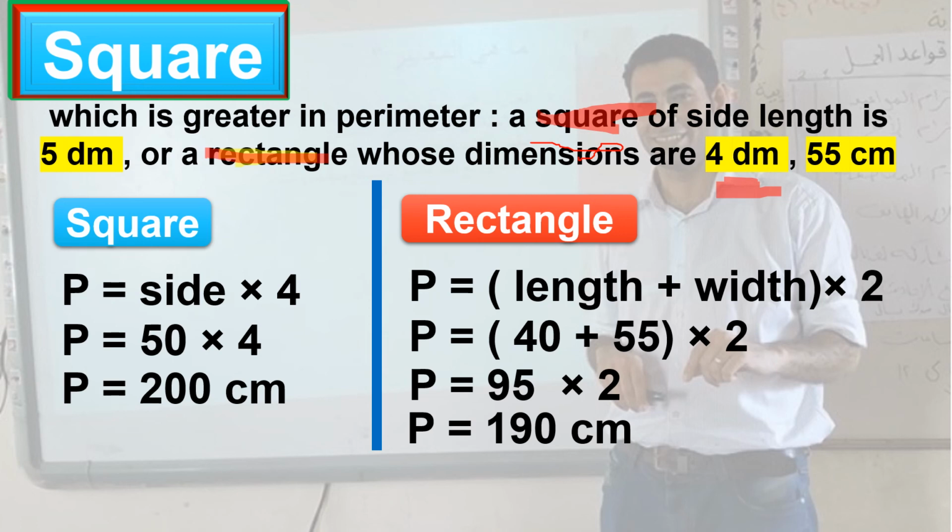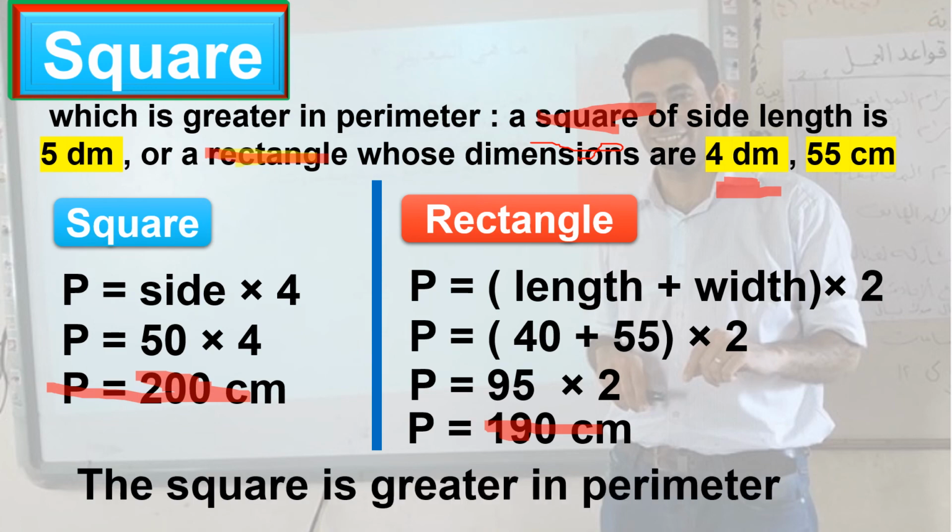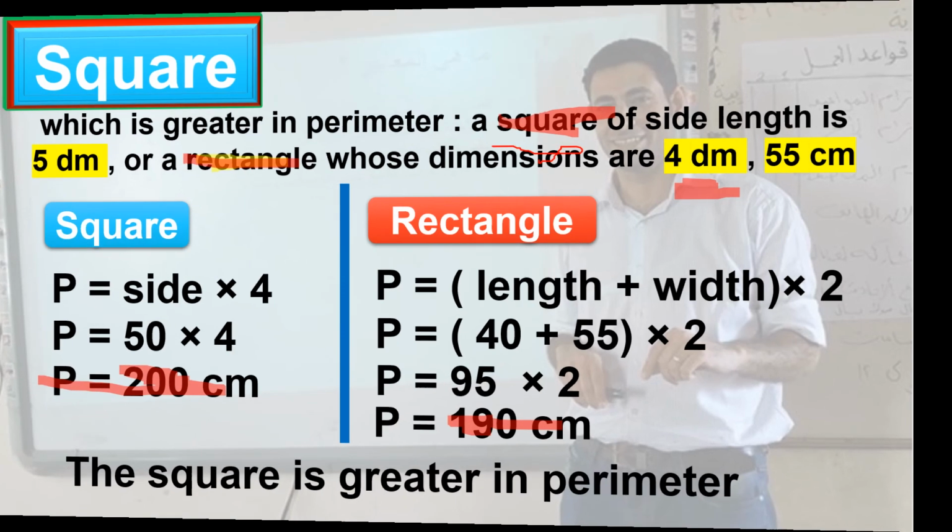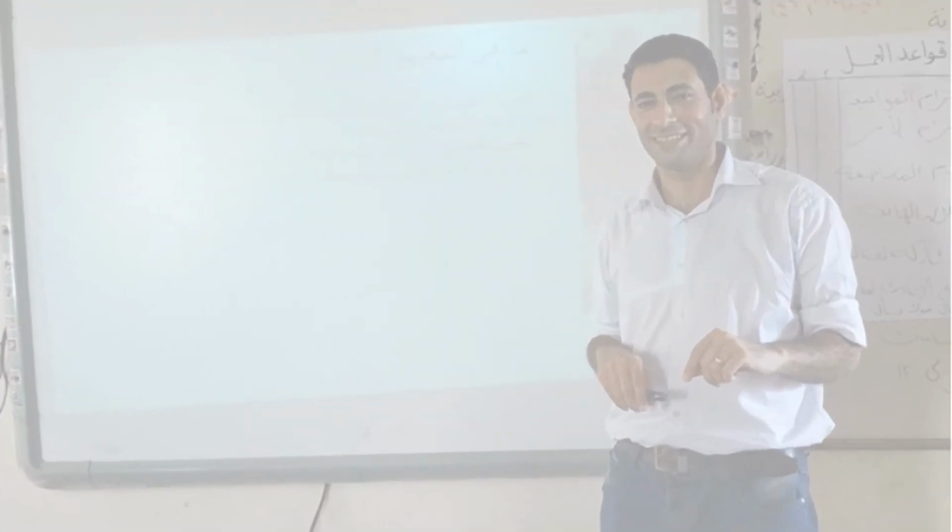يبقى احنا هنا عندنا perimeter of square equals 200 والبريمتر بتاع الريكتانجل equals 190. يبقى طبعا the perimeter of the square is greater than the perimeter of the rectangle.